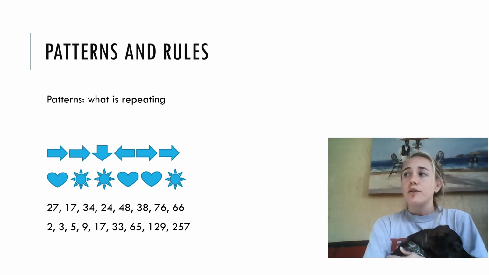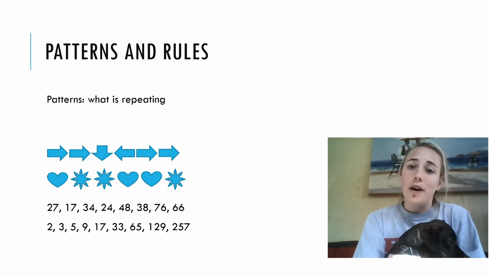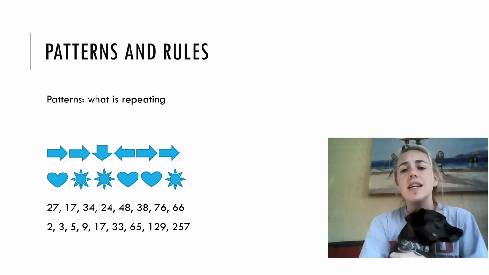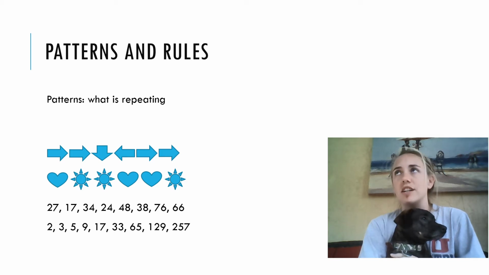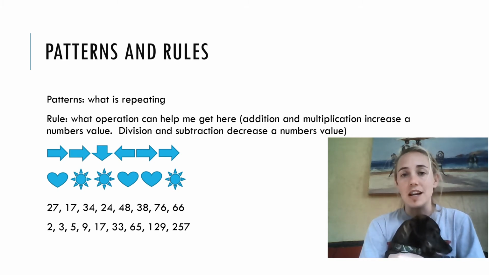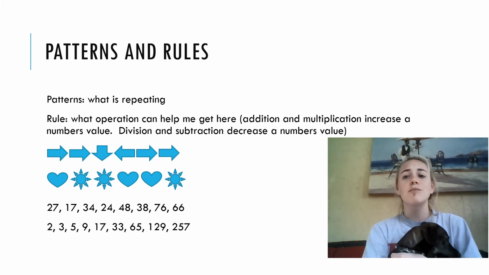Rules are used when the pattern has to do with numbers. And when you're trying to figure out what the rule is, you need to say, what operation is going to help me get there? And let's remember that addition and multiplication will increase the value of the next number, while division and subtraction are going to decrease the value of the next number.